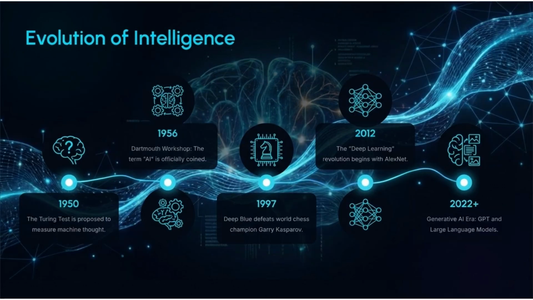The evolution of AI began in 1950 with the Turing test. The term was officially coined in 1956. Key milestones include Deep Blue's win in 1997 and the deep learning revolution starting in 2012. We are now in the generative AI era.